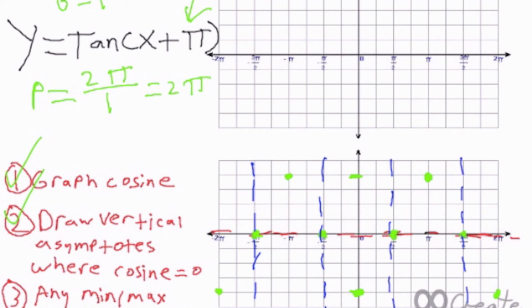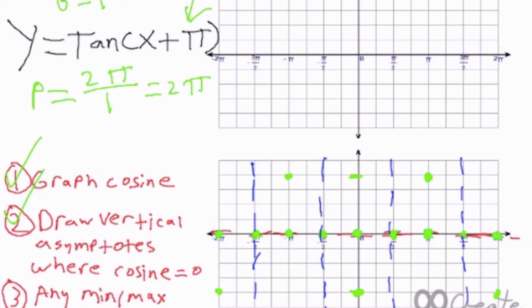And now any minimum or maximum point, tangent is equal to 0. So we can draw in green that this is a minimum or maximum point at negative 2 pi. We can draw a 0 there. There's a minimum maximum point at negative pi. We can draw a 0 there. There is a minimum point at 0, and there is a maximum point at pi. And then there is a minimum point at 2 pi.